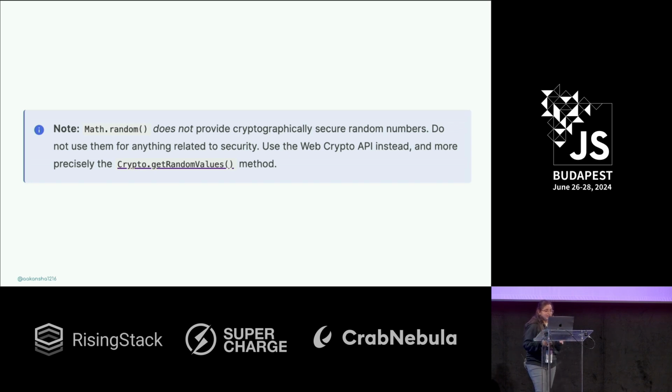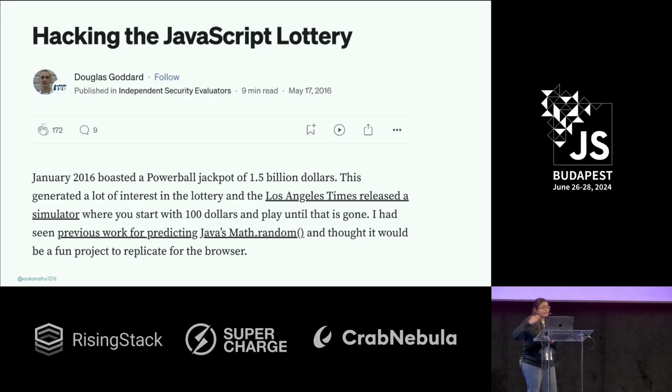So I had this very much curiosity on how is it possible to predict the Math.random values, because to me it just generates random values. How can someone predict it? So I came across this very interesting article just a few days back. It's by Douglas Goddard, and it's a very old article back in 2016, where there was this powerful jackpot worth $1.5 million, and Los Angeles released a simulator which will generate random numbers, and you have to just guess those random numbers to win the lottery. And this simulator was using Math.random behind the scenes.